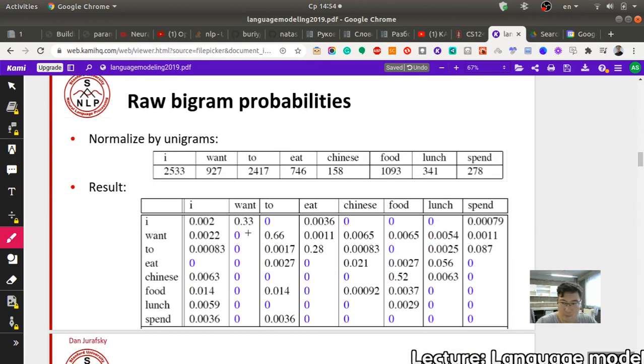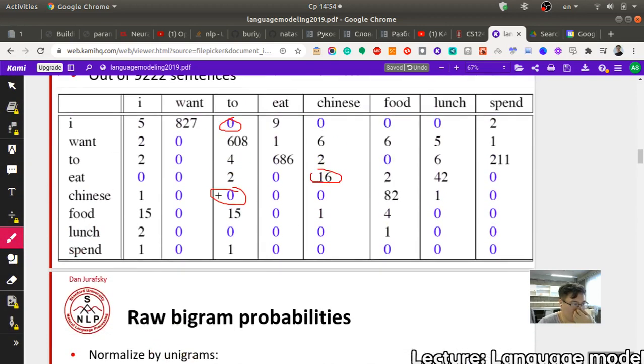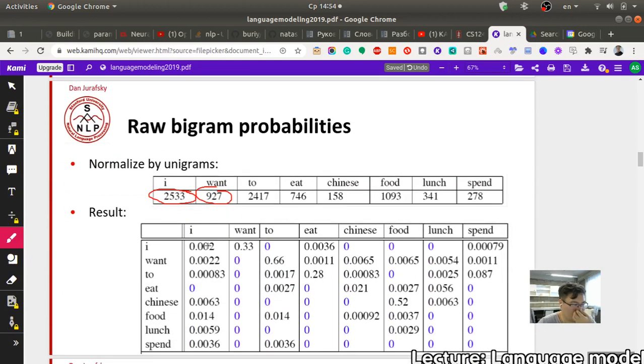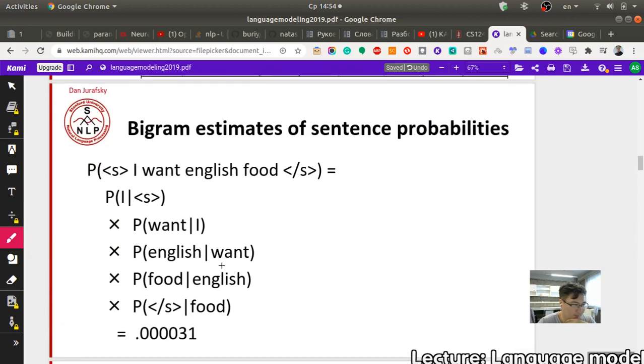We can use them to get these probabilities. We collect how many times we have I, how many times we have each word in the whole set of sentences, and then divide the counts, for example 5 divided by this number, and we get these numbers.